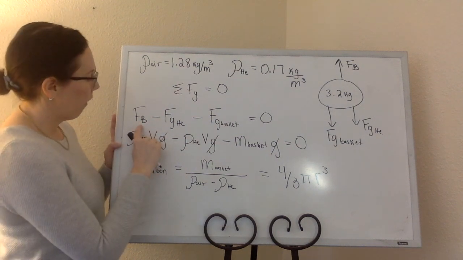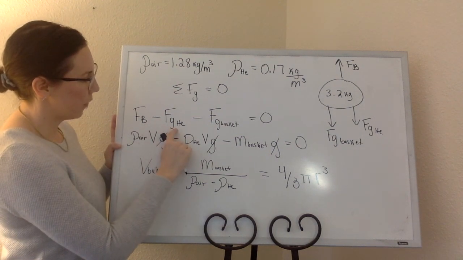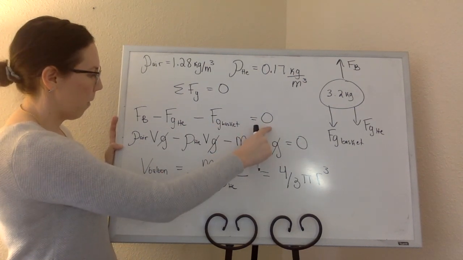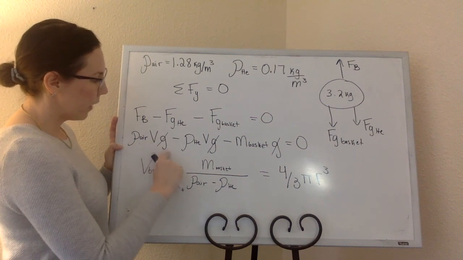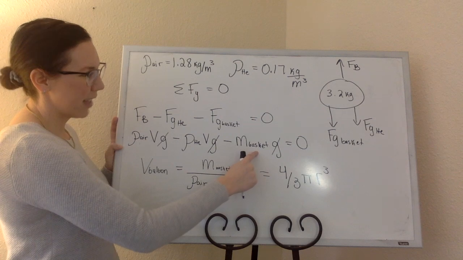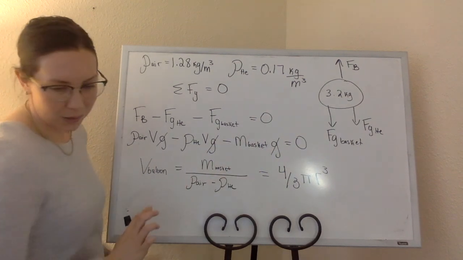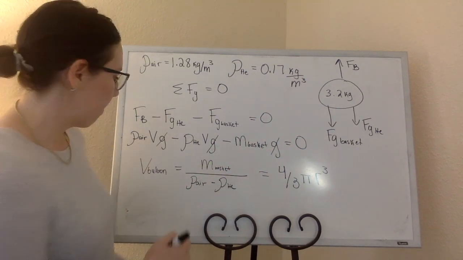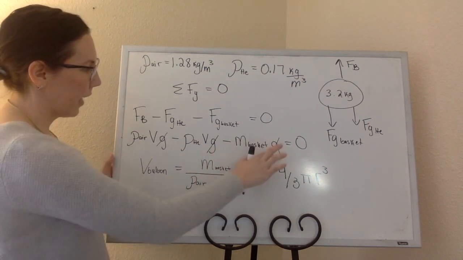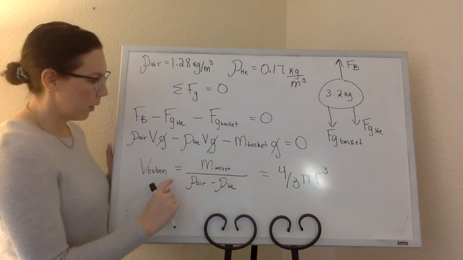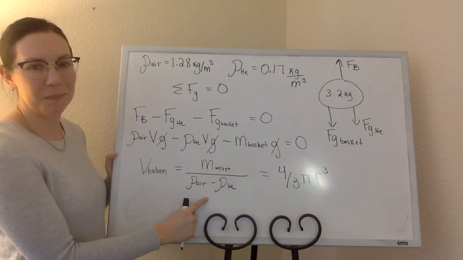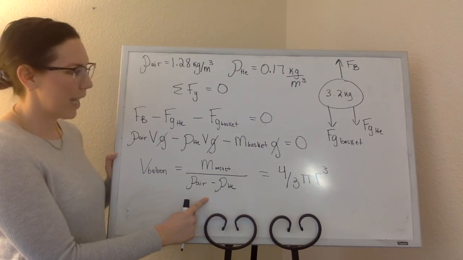Okay, so we have the buoyant force minus Fg of helium, its weight, minus the weight of the basket equals 0. So rho air Vg minus rho helium Vg minus the weight of the basket equals 0. So then we have the volume of the balloon equals, notice I cancel g, it's in every term. So the volume of the balloon is the mass of the basket divided by rho air minus rho helium. And you can try rearranging that yourself.